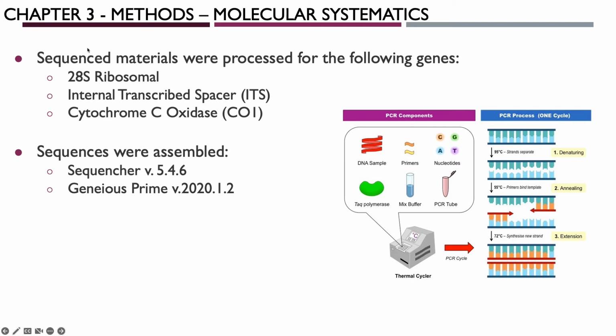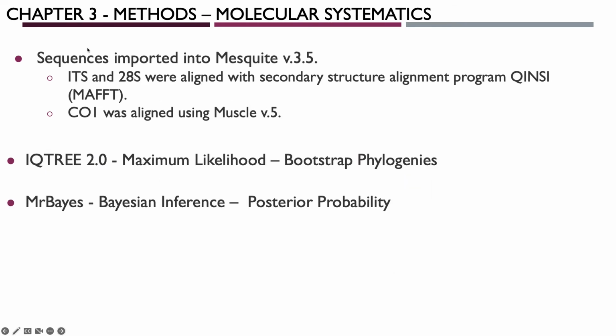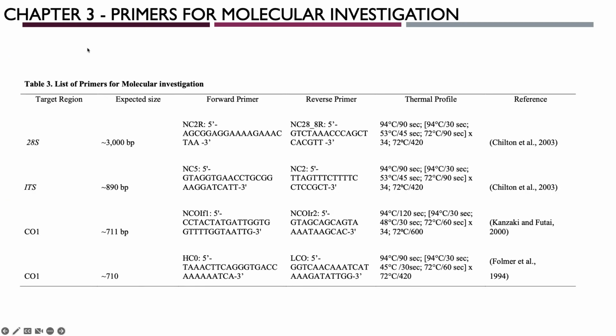So from here, I sequenced three genes: 28S, internal transcribed spacer, ITS, and cytochrome c oxidase, CO1. These sequences were assembled in Sequencher or Geneious Prime. Then we imported these into Mesquite, and for ITS and 28S, we used a secondary structure alignment program called Kalign, which is within Mesquite, and CO1 was just aligned using MUSCLE. We then used IQ-TREE to produce maximum likelihood, so bootstrap, phylogenies, and then MrBayes for Bayesian inference, which is giving us posterior probability.